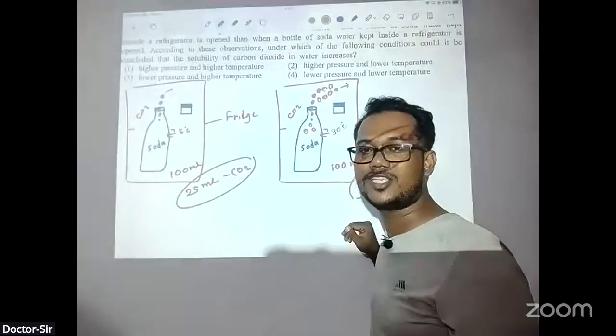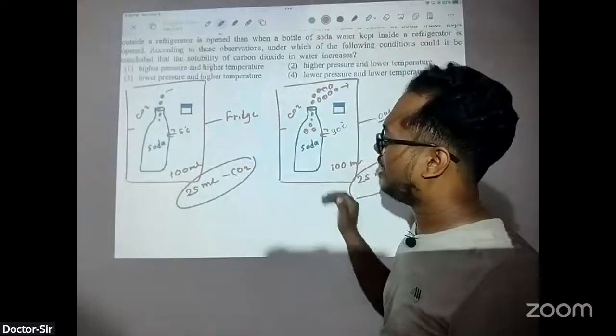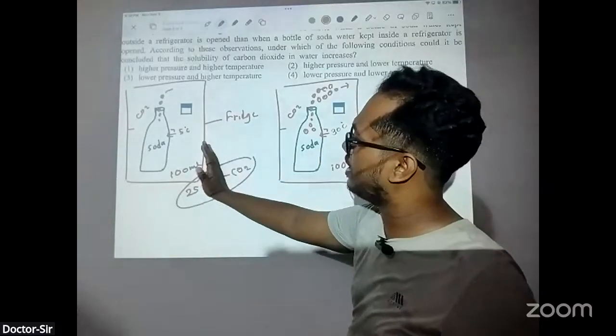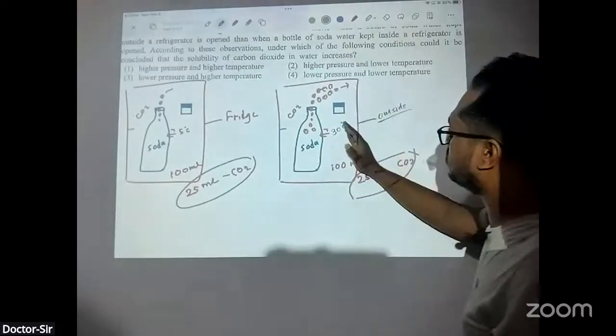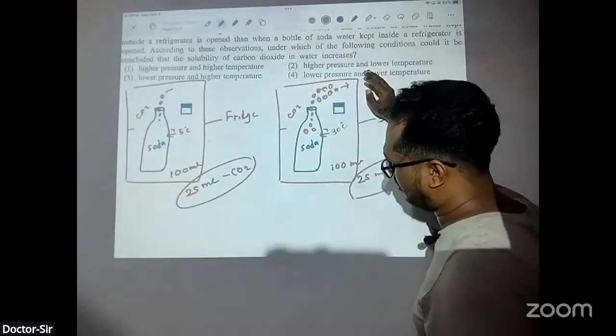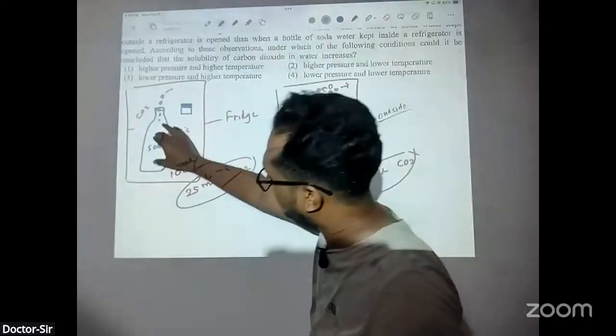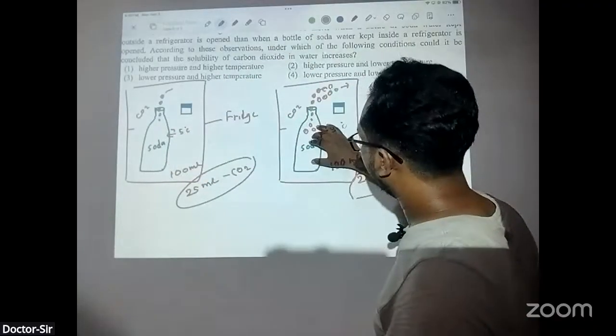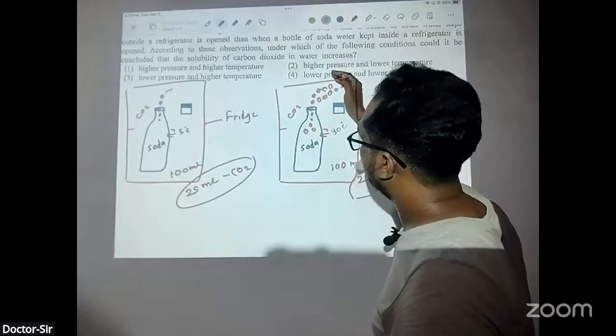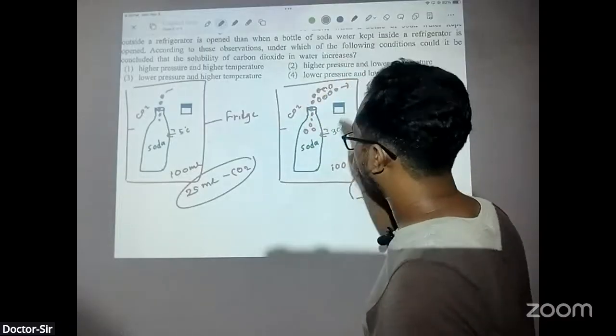It's the temperature, low temperature. That's why this bottle releases low carbon dioxide to the environment. This bottle releases high carbon dioxide to the environment, because more carbon dioxide is soluble in the soda, so less amount is released. More carbon dioxide is released from this bottle. Why? They are not soluble in the soda.